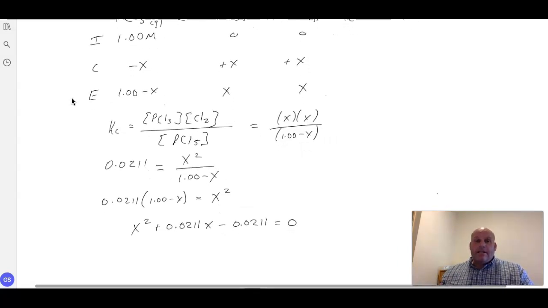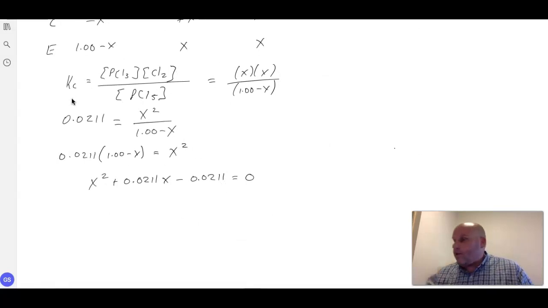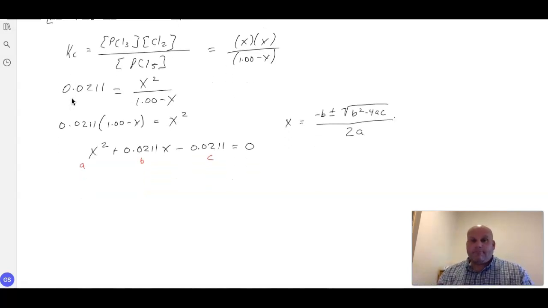Now, in order to solve this, I'm going to have to use the quadratic equation. Okay, so anytime I have an expression like this, I'll just write this in here. This is A, this is B, and this is C. All right, so I can set up and solve for the quadratic. If you remember, to solve for x, the quadratic equation looks like this. Now I can plug my values in.